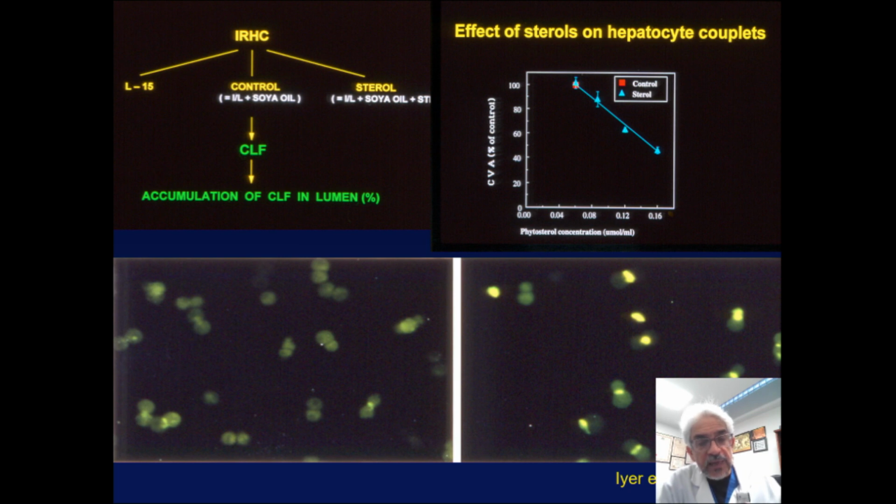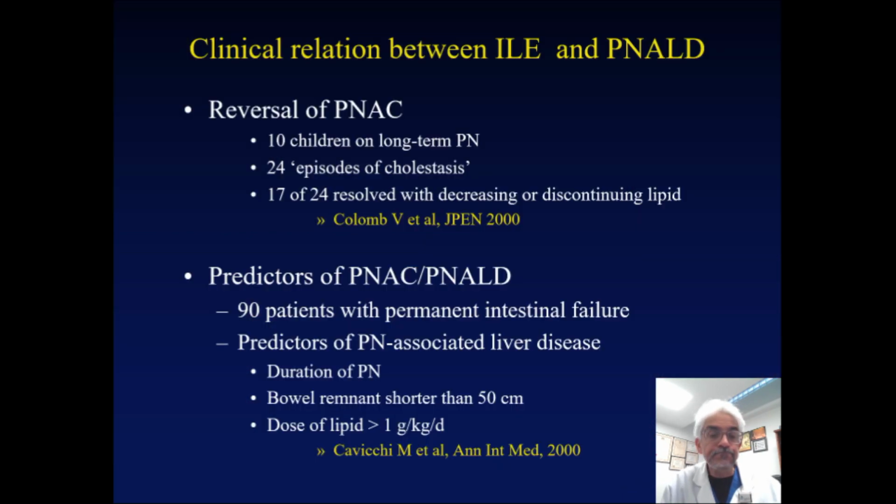In a related, elegant cellular model of canalicular bile acid transport, the isolated rat hepatocyte couplets, we were able to show that steroid treatment of isolated hepatocyte couplets caused a linear and dose-dependent inhibition of bile acid transport in the absence of any other component of PN.